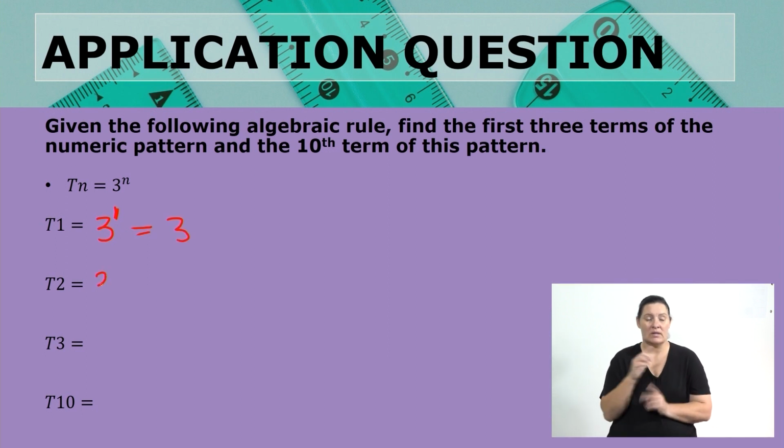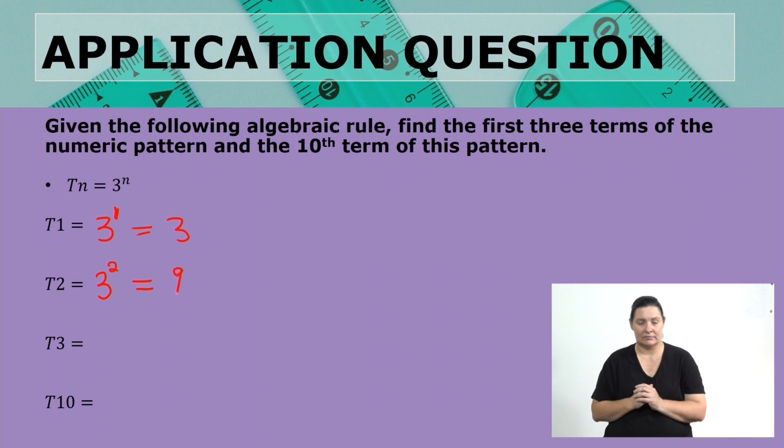For the second term, it's going to be 3 exponent 2, and that is going to be 9, because 3 squared is 9. Then for the third one, it's going to be 3 exponent 3, and that is going to be 27, because 3 cubed is 27. What about the 10th term? This is going to be 3 exponent 10.